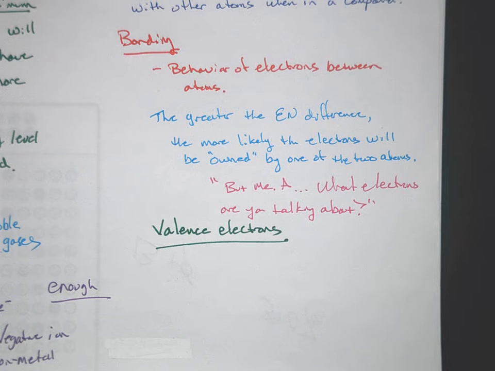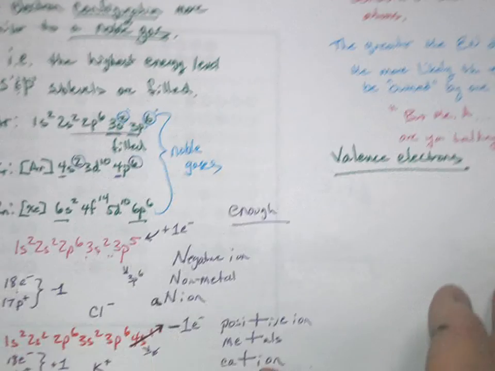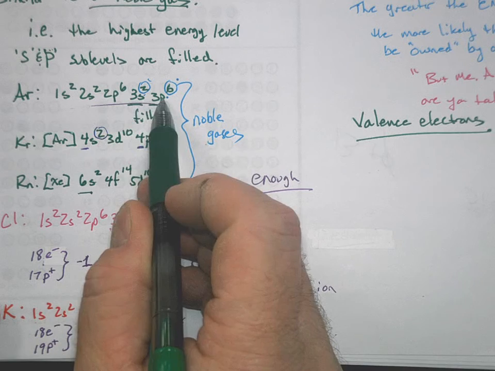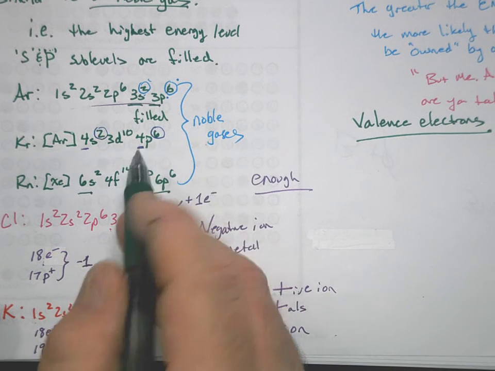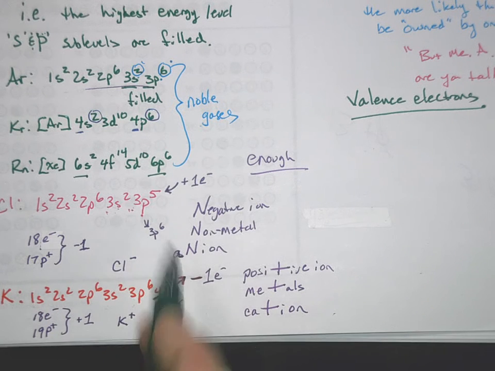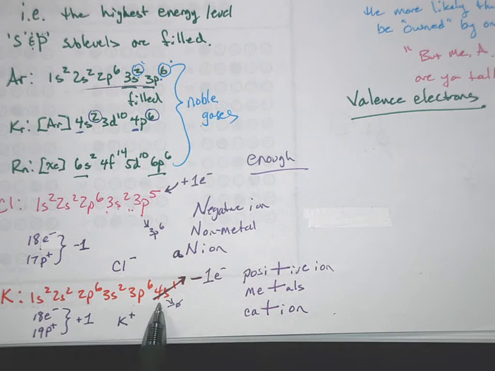Now, which ones are the valence electrons? The ones on like the outer ring, right? The ones that are in the highest energy level s and p orbitals. Well, wait a second. Didn't we just talk about that yesterday? S2, P6, our highest energy S's and P's, those are our valence electrons.